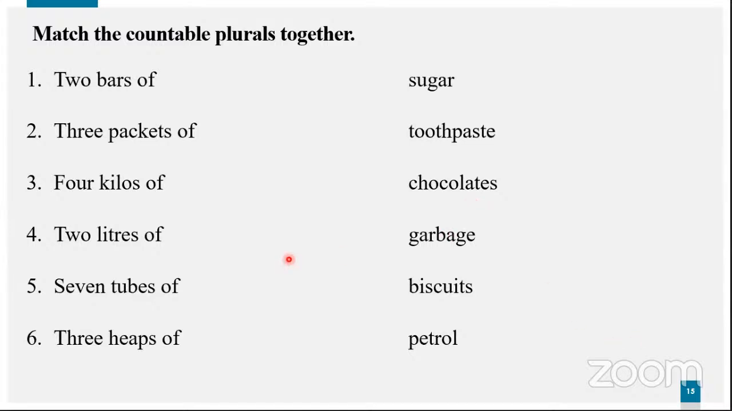Okay, let's go to the answers now. First one, 2 bars of chocolates. Next one, 3 packets of biscuits. Next one, third one, 4 kilos of sugar.